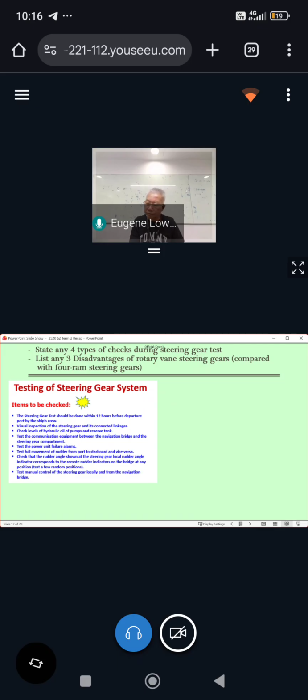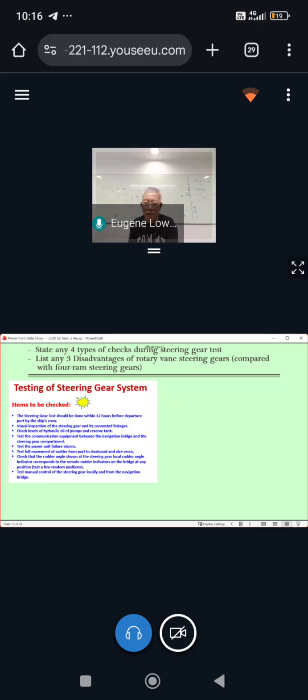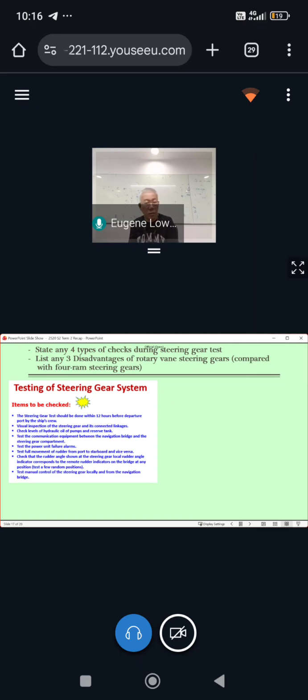Or is it showing like 35 degrees? No, usually not, right? Maximum is 30. So let's say 28 degrees, 28 degrees to the starboard. So on the bridge, it should also show 28 degrees. All right.